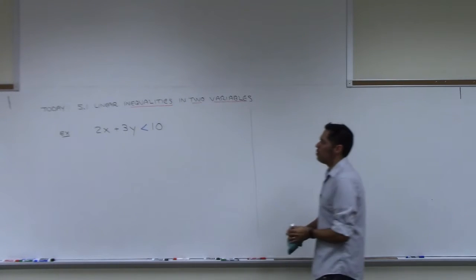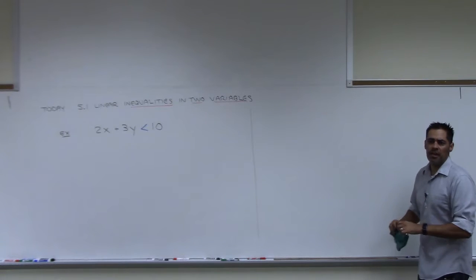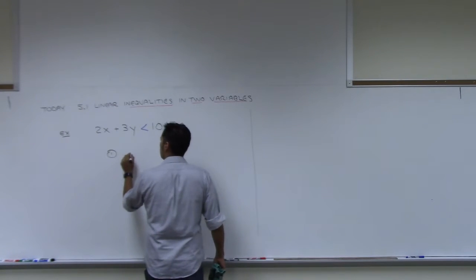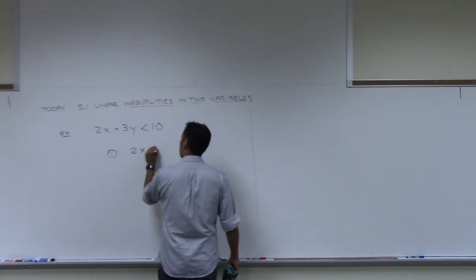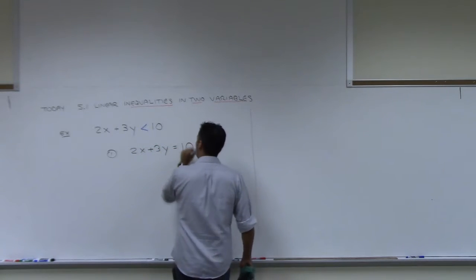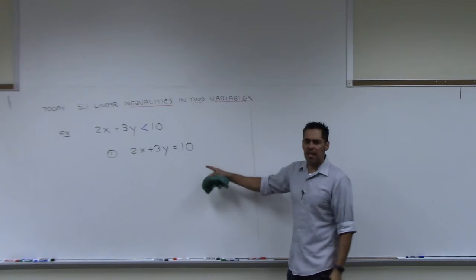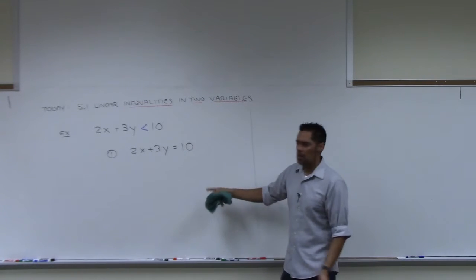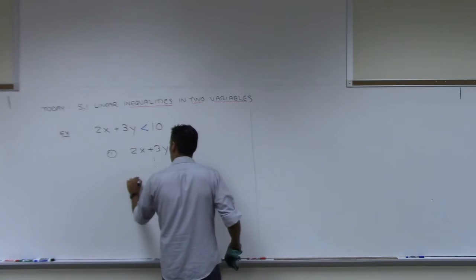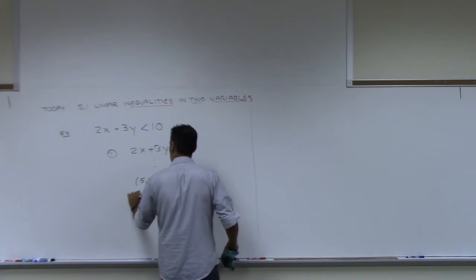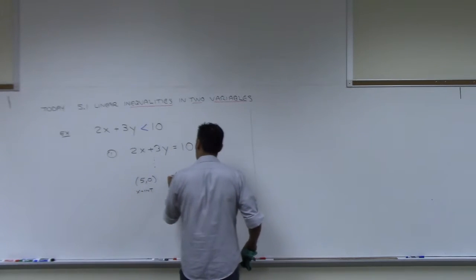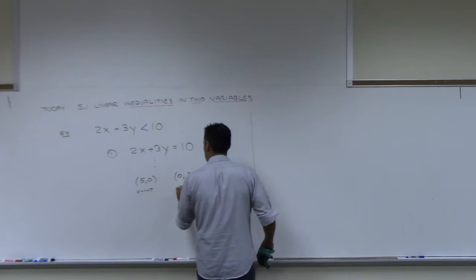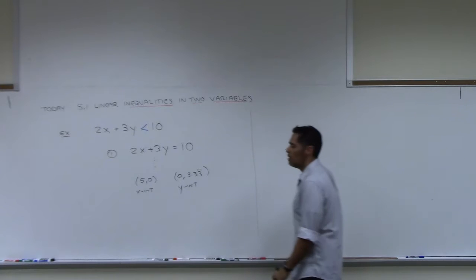Okay, so how about this? What changes in this problem? Does the first step change? No. First step, you still turn it into an equation. So that would be exactly the same. I would get the same X-intercepts. I'd get the same Y-intercepts, wouldn't I? So I already did this work. I know it's 5, 0. That's my X-intercept. And I know 0, 3.33. That's my Y-intercept. So that didn't change.